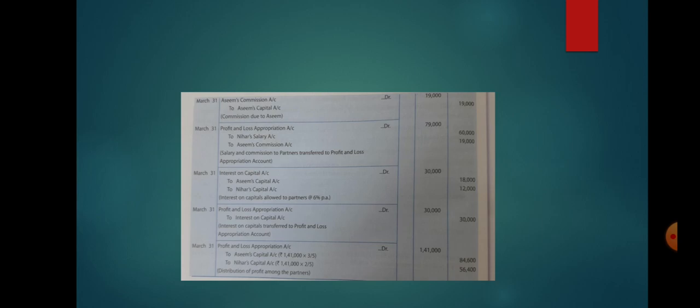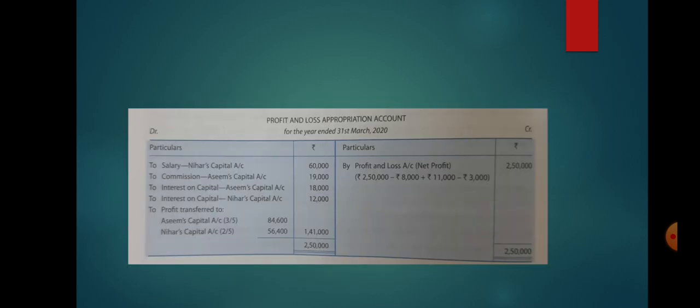In this way we will distribute the profit, that comes to rupees 84,600 to Asim, and then the next partner Nihar will get the amount in this way, 1,41,000 into 2 by 5, and the amount is 56,400. And in this way the same amount is passed in the profit and loss appropriation account. You can see that is 84,600 and 56,400 put into the debit side of the profit and loss appropriation account.